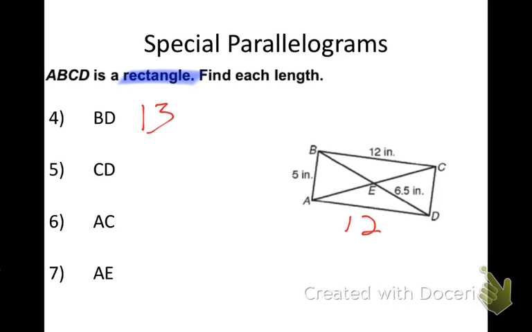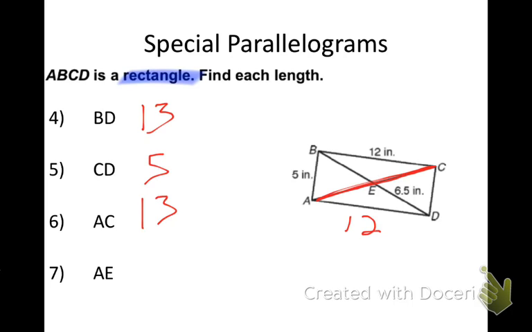It's the same as BA. It is 5. Nice job. It's going to be the same as the other side. What about AC? How do I find AC here? It's 13. Watch this. It's 13 because the diagonals are the same. AC is 13. All right, last one here, number 7.